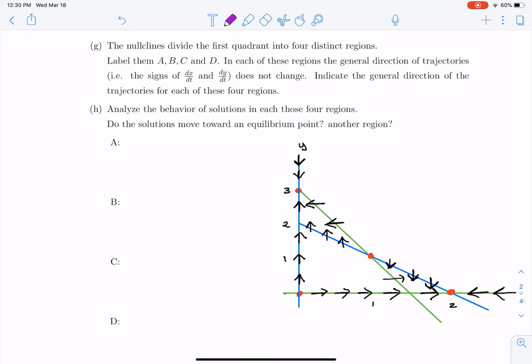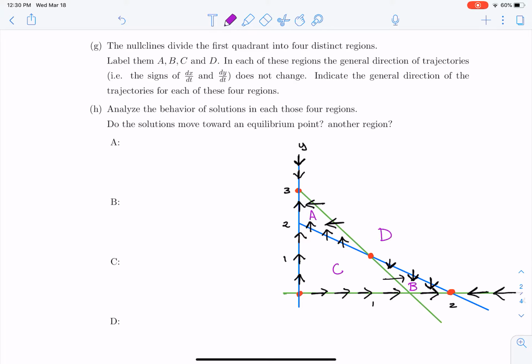Now that we've plotted our slopes on our nullclines, we can look at what's going on generally with our phase plane. Notice that the nullclines divide the first quadrant into 4 distinct regions. We'll call those A, B, C, and D.